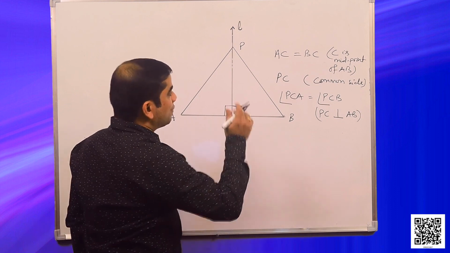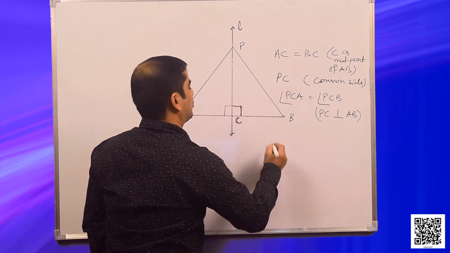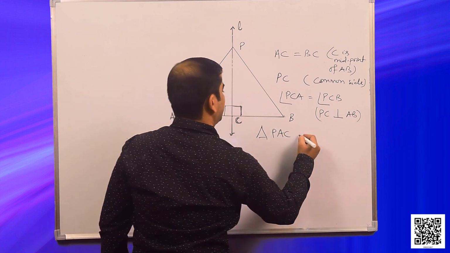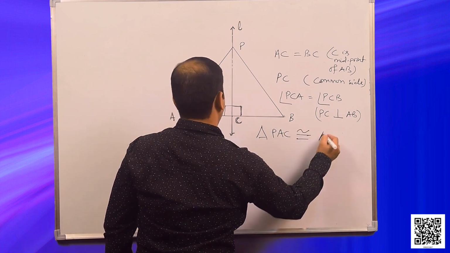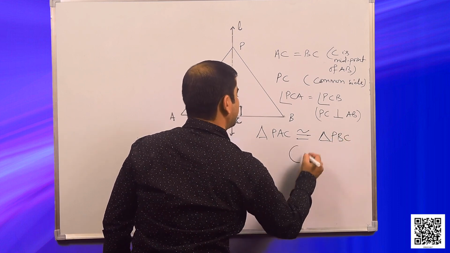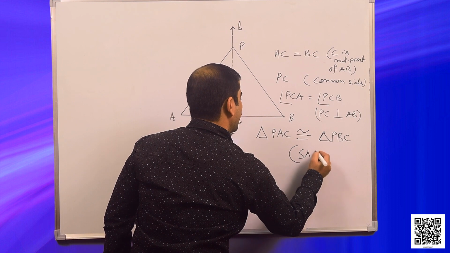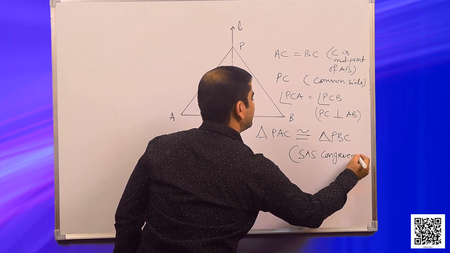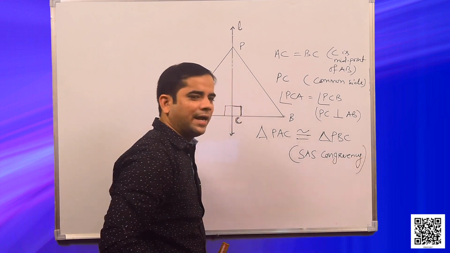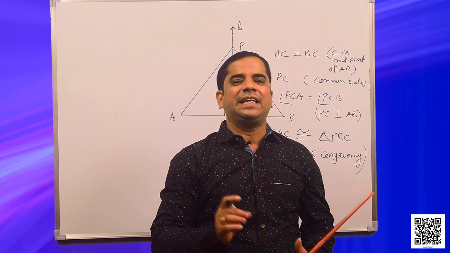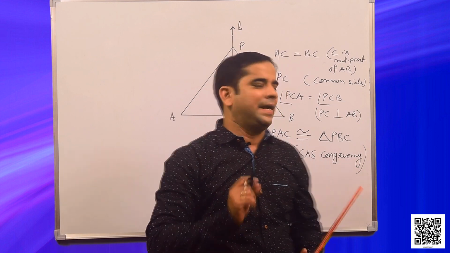That means this angle is made up of these two sides. So with that we come to the conclusion that triangle PAC is congruent to triangle PBC. Which congruency? SAS congruency. So what else does it say? That P is equidistant from A and B.